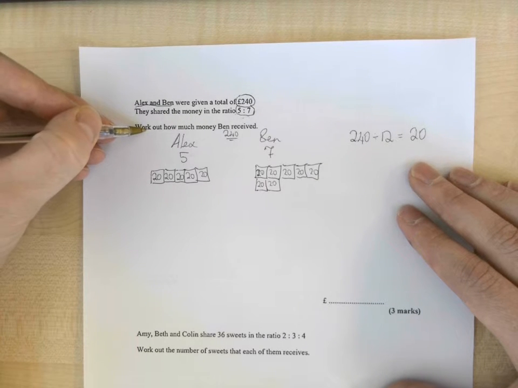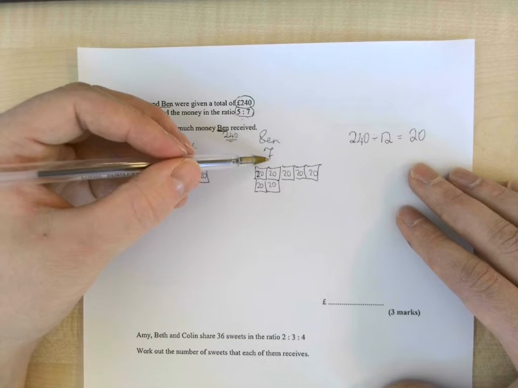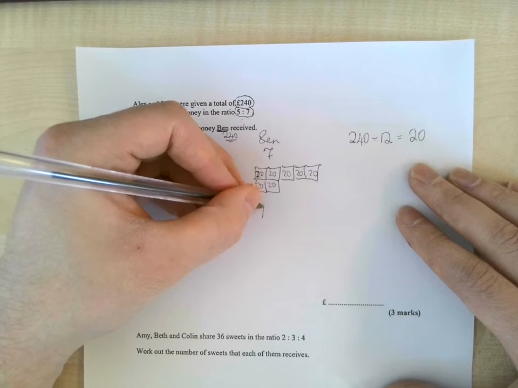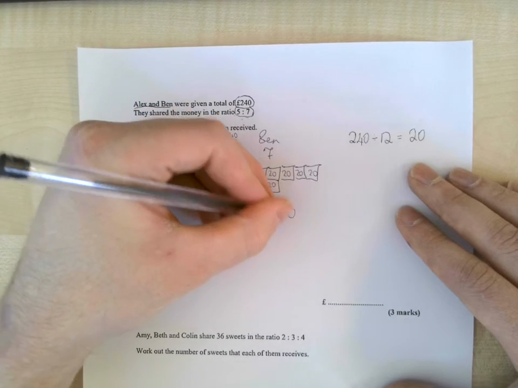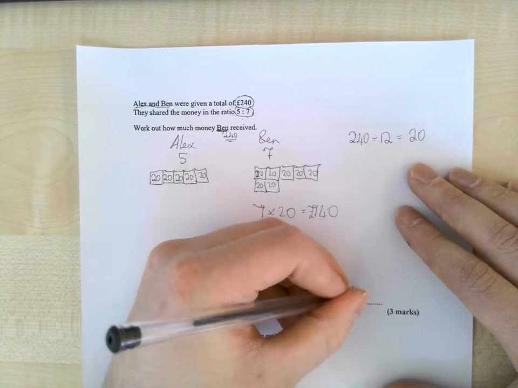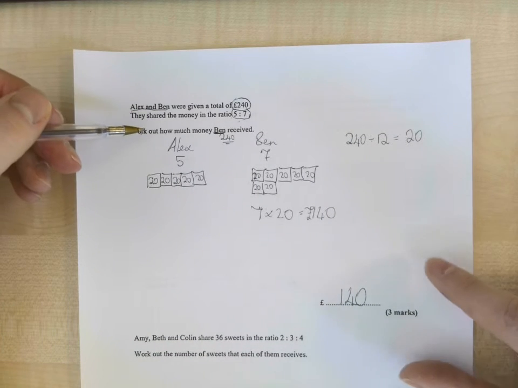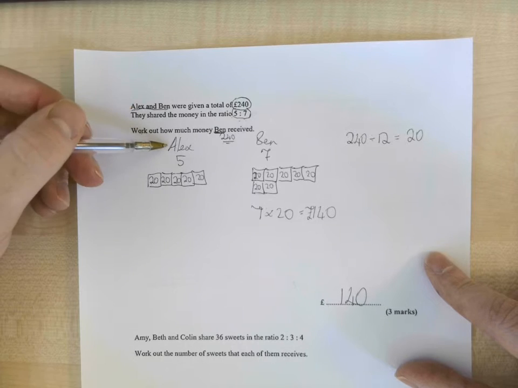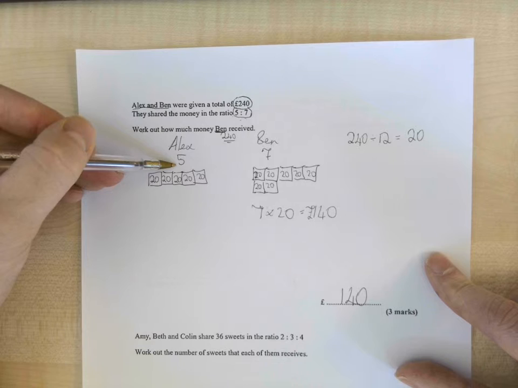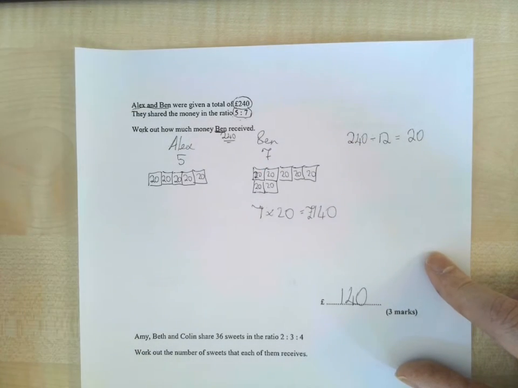We're asked, work out how much money Ben received. Well, Ben had the 7 shares of 20, 7 lots of 20 is £140, as we mentioned before. And that's the question answered. So one of the key things to remember from this is that the order is important. It was Alex and Ben, so it's Alex, Ben. It was 5:7, so 5 comes first. Work out your total shares, which is 12, divided into what the total amount was.